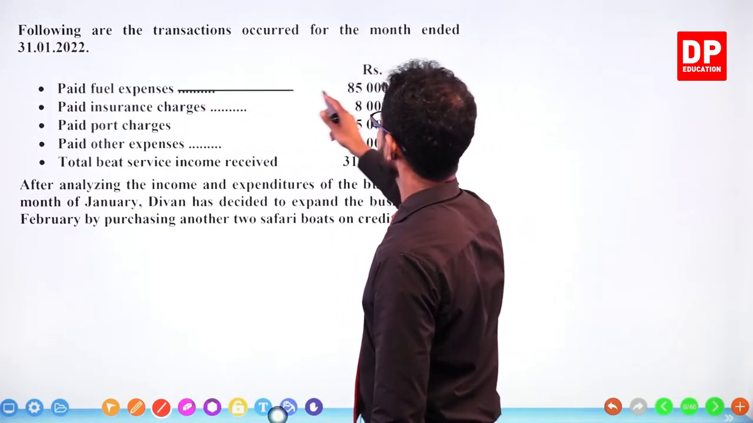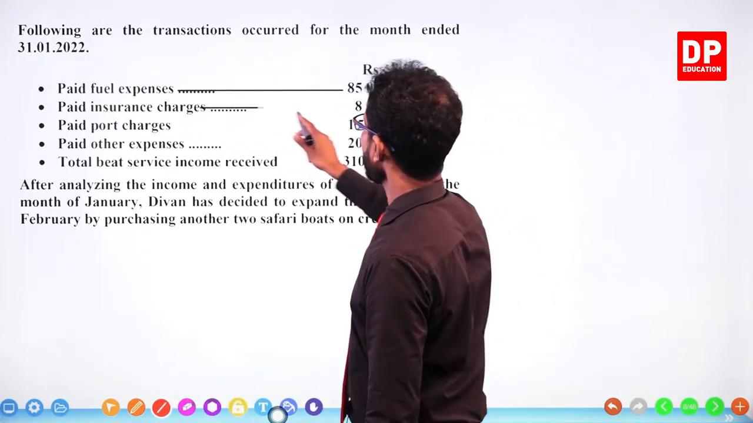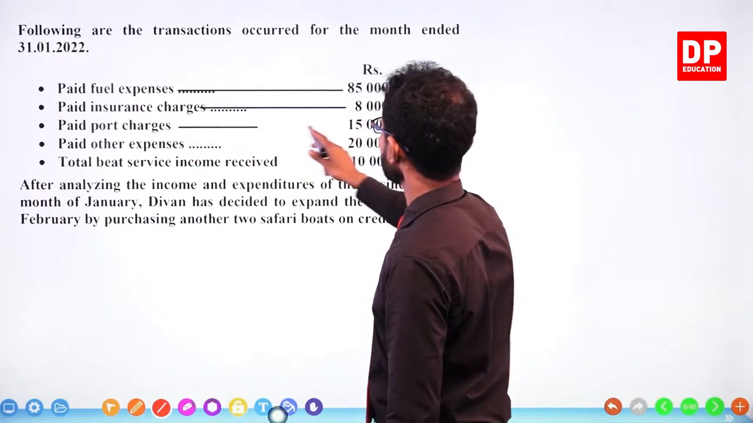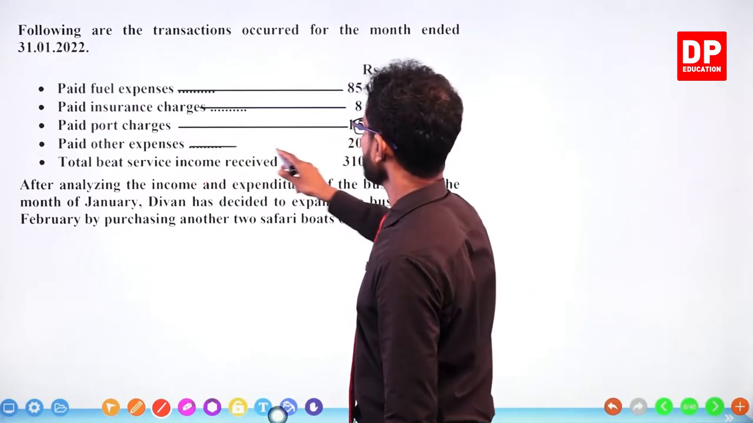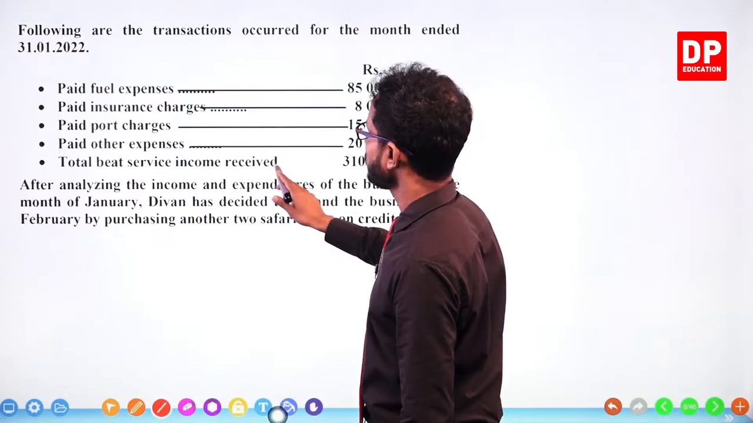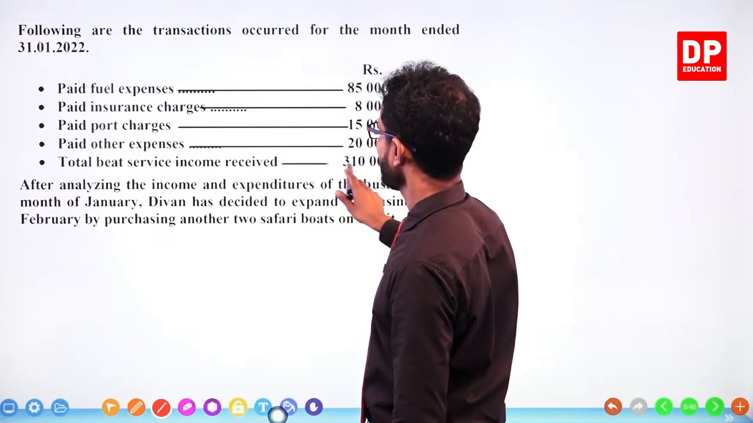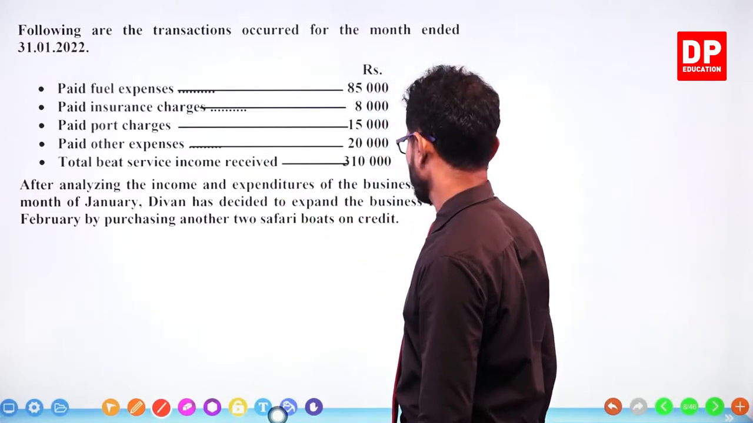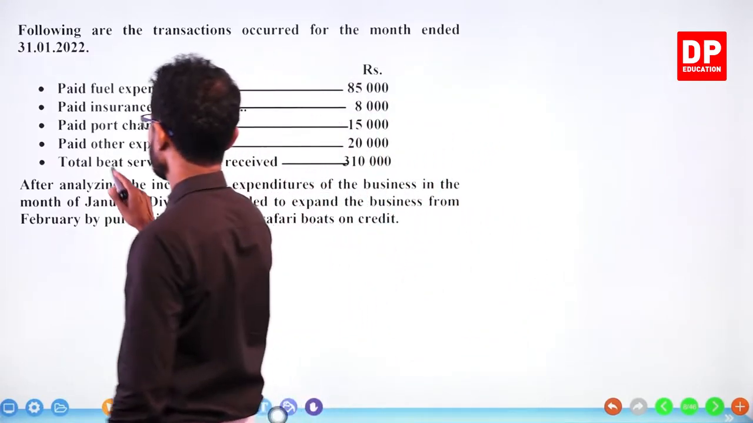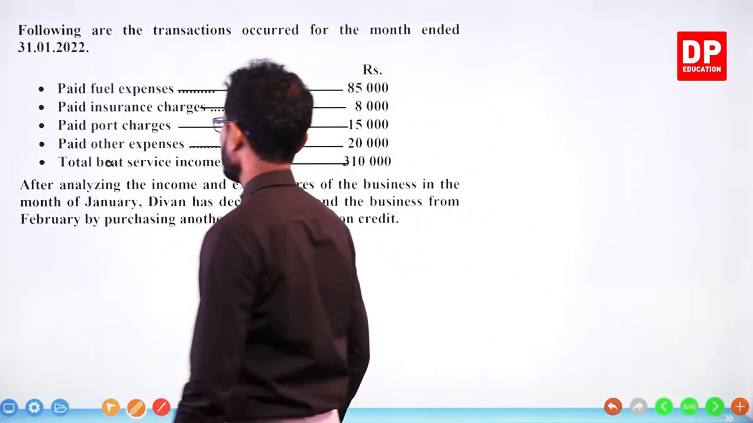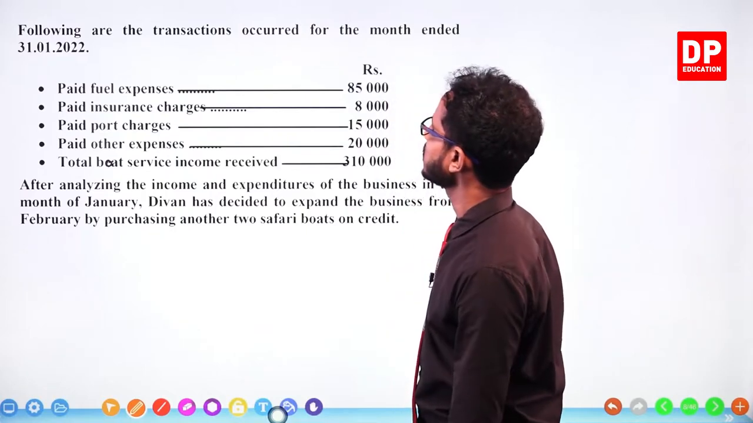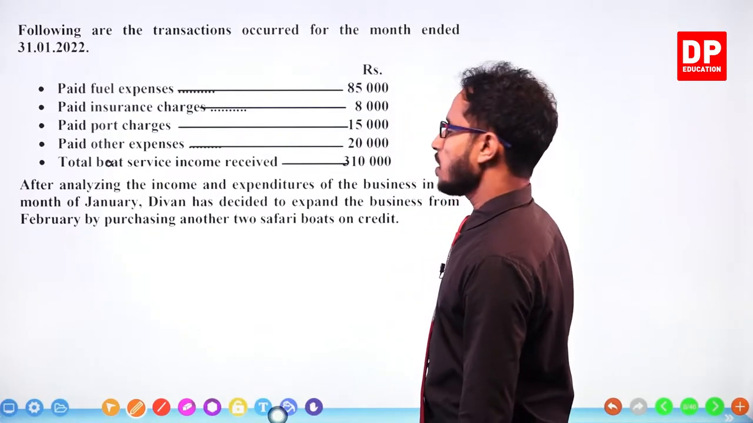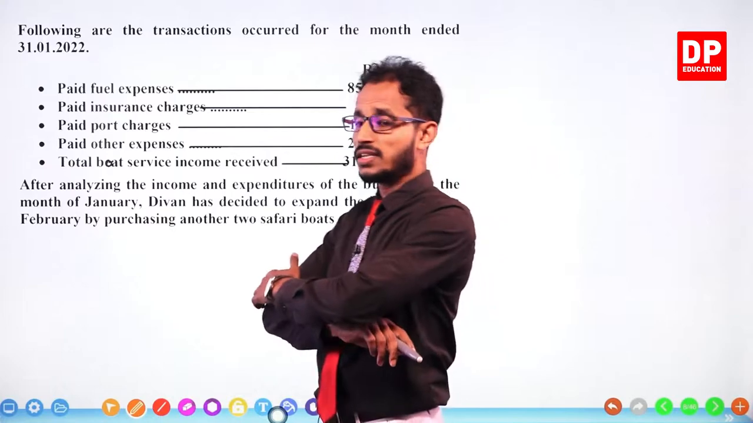Okay. Key points. And we have some transactions that occurred for the month of January. Fuel expenses, insurance charges, port charges, other expenses, and boat service income received. All right. Now, what is he saying?